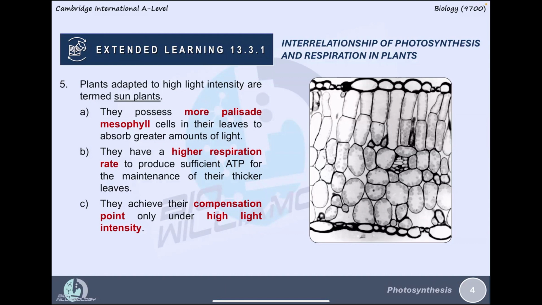So overall, you can see that sun plants have more palisade mesophyll, they can absorb more light energy, so they have higher rates of photosynthesis. However, to maintain their thickness, they must have a higher respiration rate, okay? Because more cells, more layers of cells. So with higher respiration rate and higher rates of photosynthesis, their compensation point can only be achieved at high light intensity.